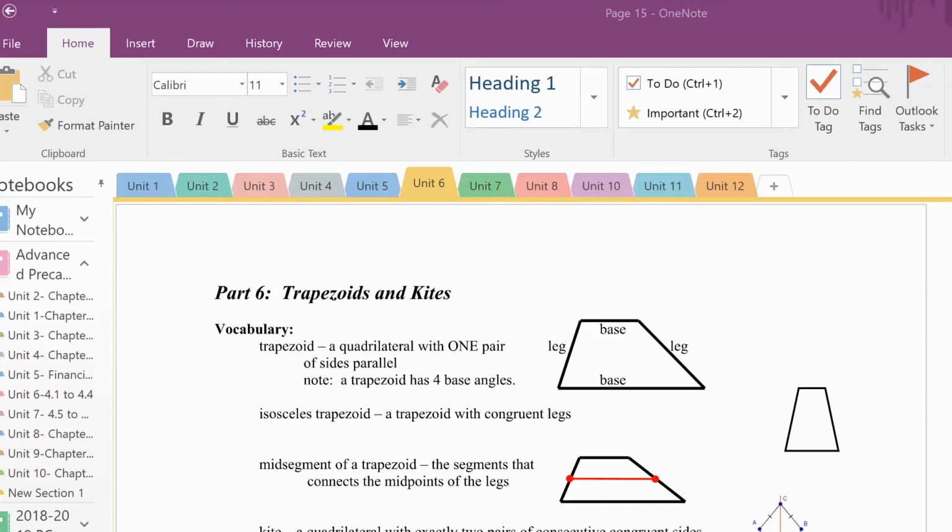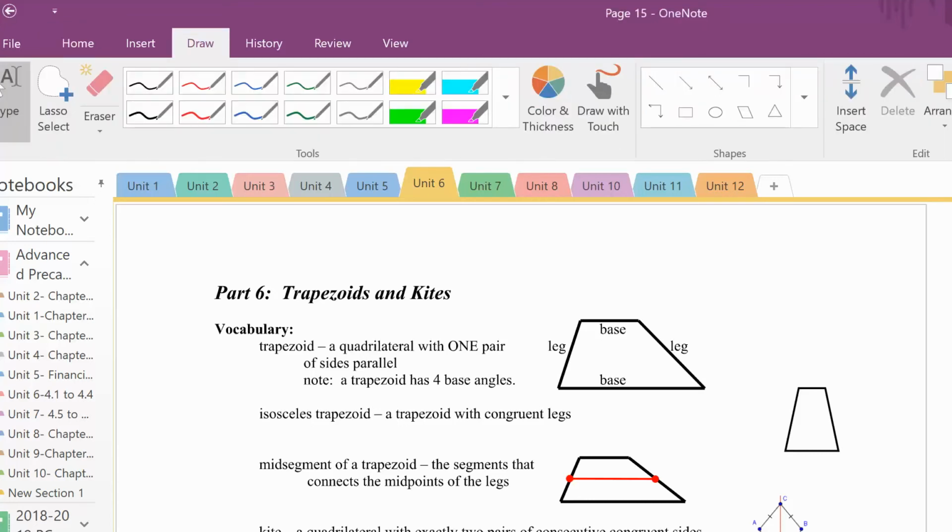Welcome to the final video for Unit 6, Part 6, Trapezoids and Kites. A trapezoid is a quadrilateral that only has one pair of opposite sides parallel. Notice that a trapezoid has four base angles. The legs are the non-parallel sides, and the bases are the parallel sides. The angles on the bases are called base angles, and there are four of them.